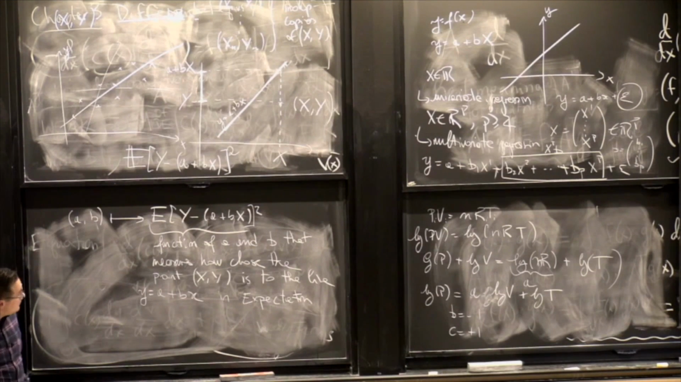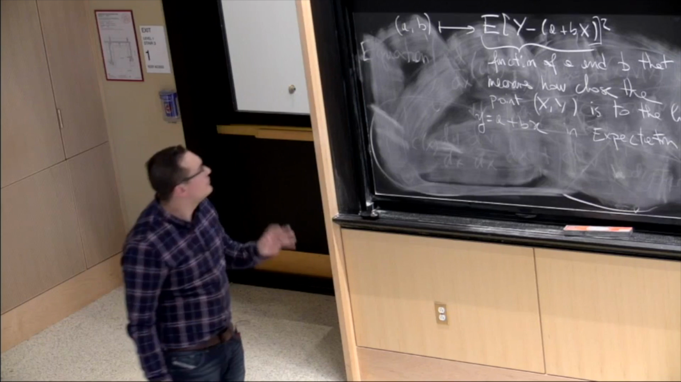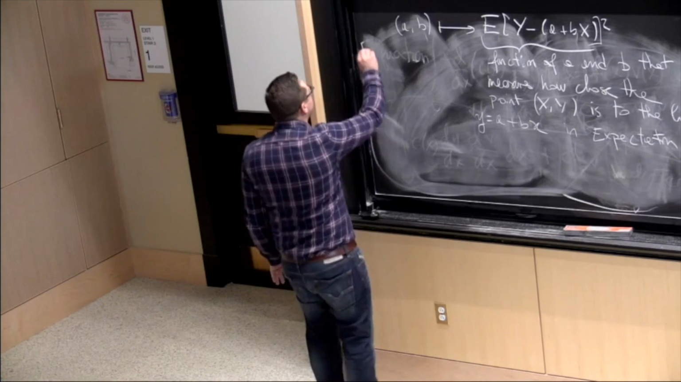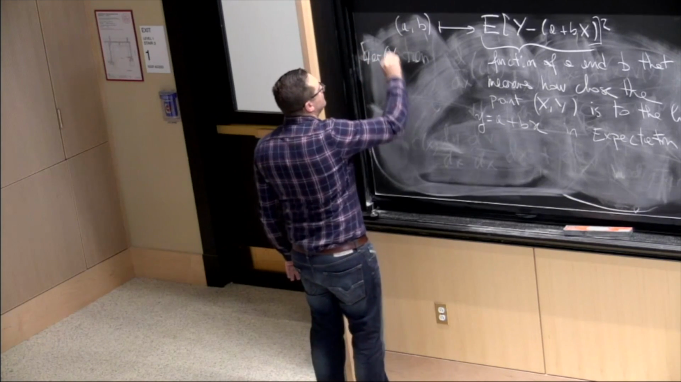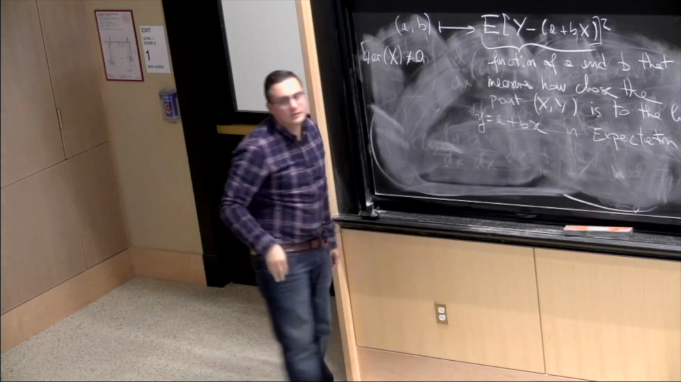So here, again, I don't make any assumption on the distribution of x or y. Here I assume somehow that the variance of x is not equal to 0. Can somebody tell me why?